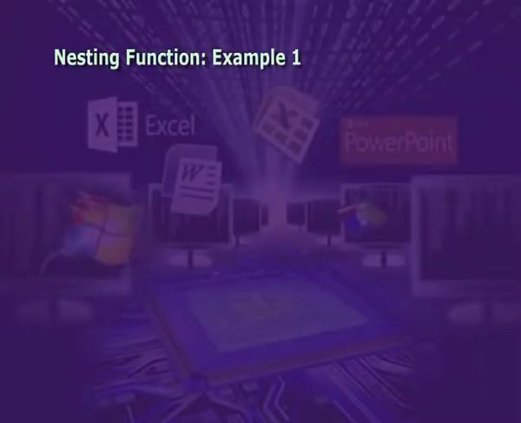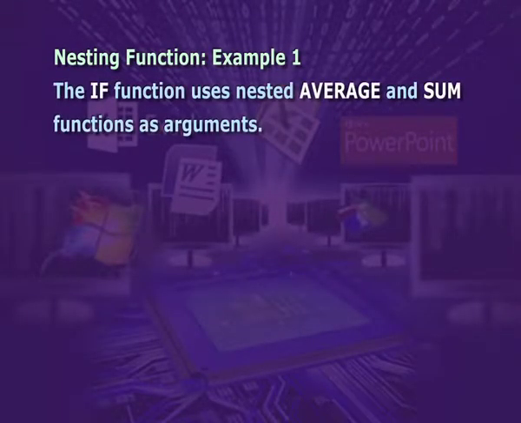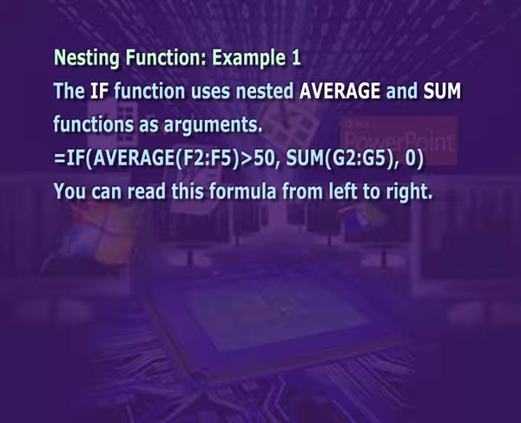First example, the IF function uses nested AVERAGE and SUM functions as arguments. If AVERAGE F2 to F5 is greater than 50, SUM G2 to G5, otherwise 0. You can read this formula from left to right.